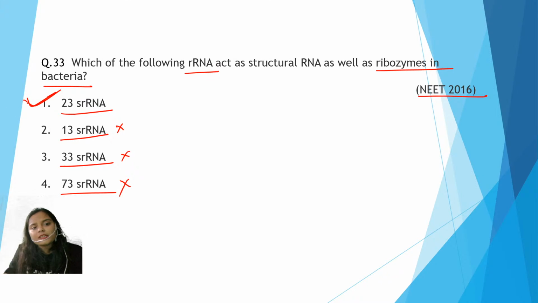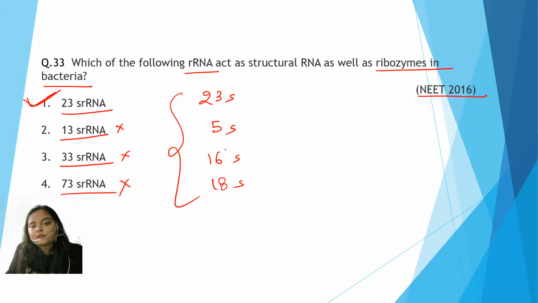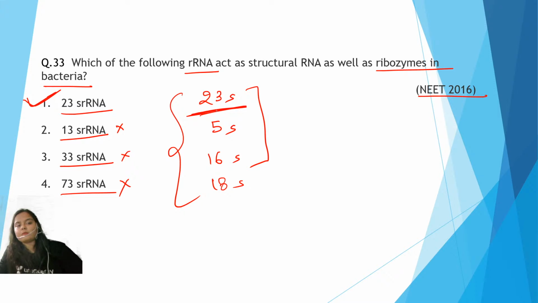This question would have been difficult if all the right options were given. For example, 23S, 5S, then 16S, and let's say 18S was also given. In this case, we know that out of these four, three are present in bacteria, and if you don't know the answer, you might get confused. But we know that 23S rRNA has the ribozymal activity. So the right answer is option number 1.